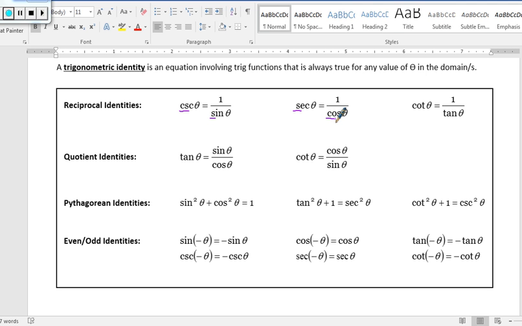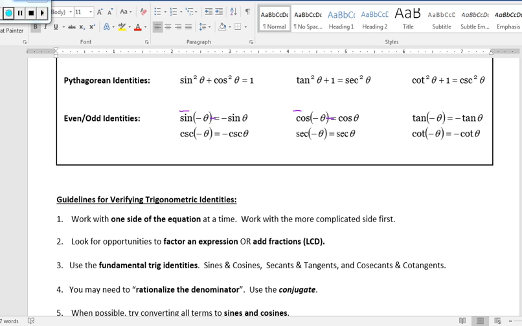For our Pythagorean identities, you must know these. We talked about them again in the last unit. Keep in mind, we can also use alternate forms of these. So we can subtract cosine squared theta, or we could subtract sine squared theta over to the other side.